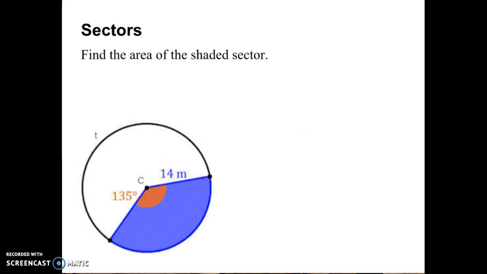Okay, so this one says find the area of the shaded sector, shaded in blue. The red part on there is the degrees. So again, what I'm going to do is I'm going to find the area of the whole circle, and I'm just going to take a fraction of that area based on the central angle. So we know the area of a circle ends up being pi r squared. So in this case, our radius ends up being 14. So pi times 14 squared.